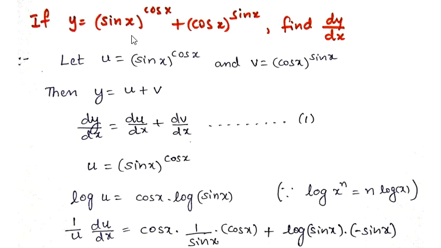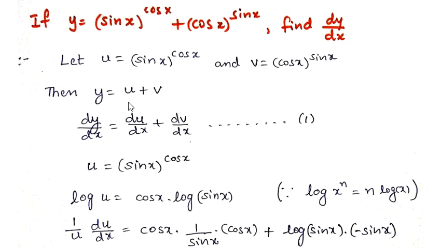If y is equal to (sin x)^(cos x) plus (cos x)^(sin x), find dy by dx. Let u is equal to (sin x)^(cos x) and v is equal to (cos x)^(sin x). Means we are taking the first term as u and the second term as v. Now if you see, then y will become u plus v. This one plus this one is nothing but u plus v.